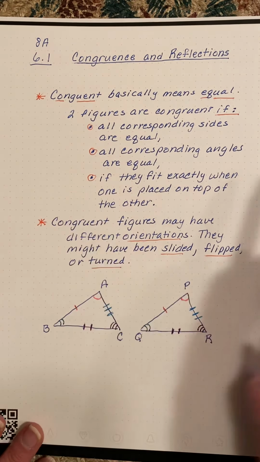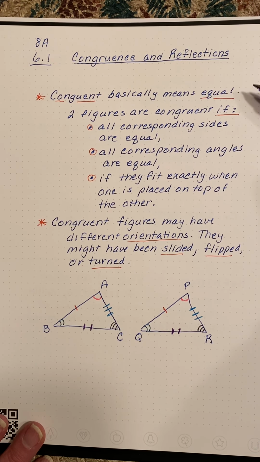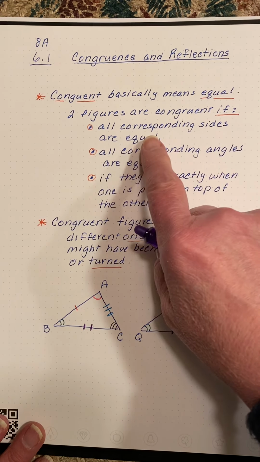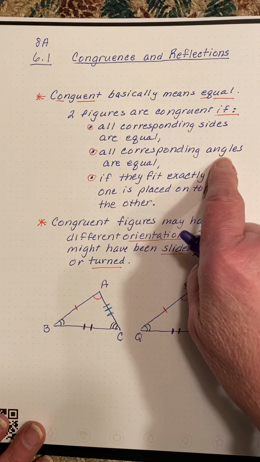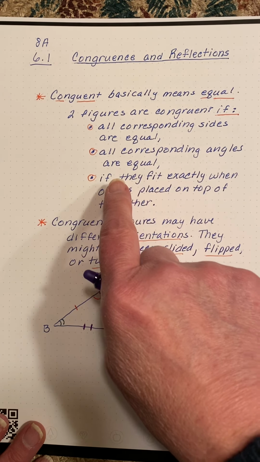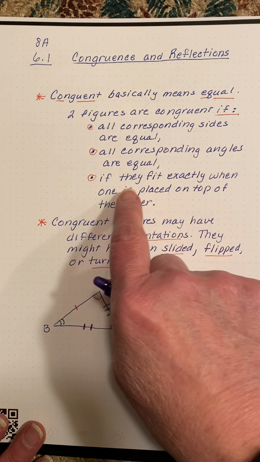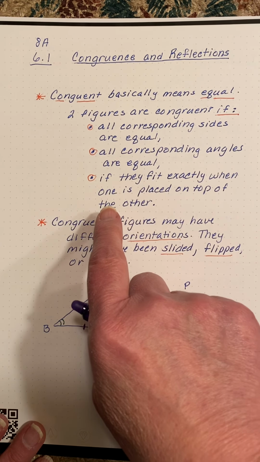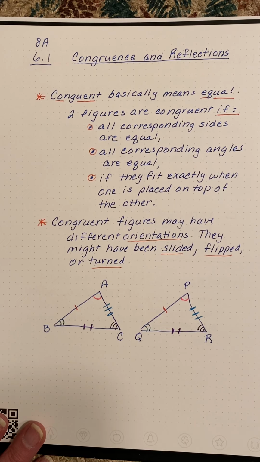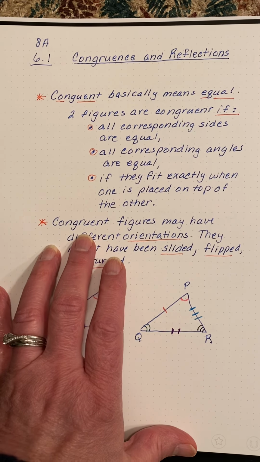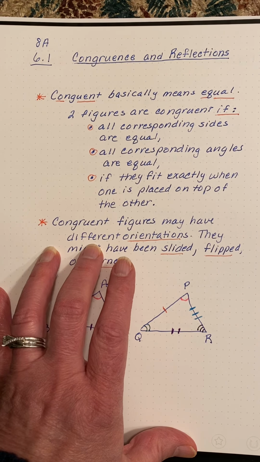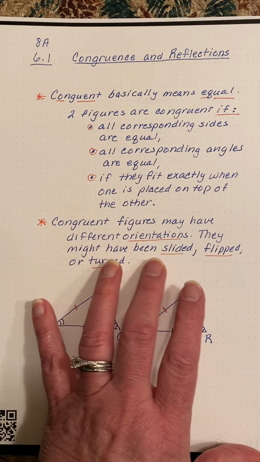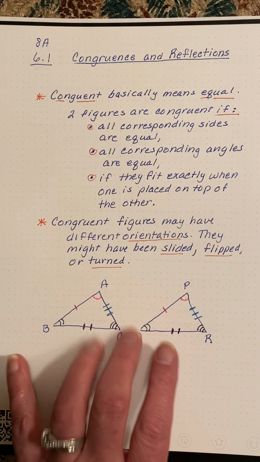Congruent basically means equal. So two figures will be congruent if all corresponding sides are equal, all corresponding angles are equal, and if that happens, they will fit exactly when one is placed on top of the other. Congruent figures, you should keep in mind, may have different orientations. For example, they might have been slid, flipped, or turned.